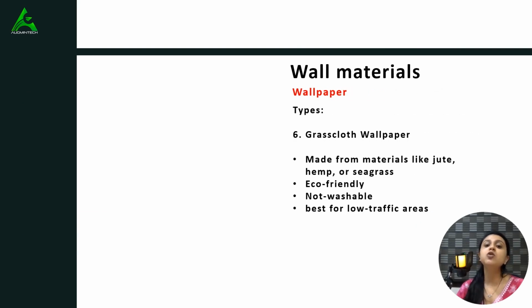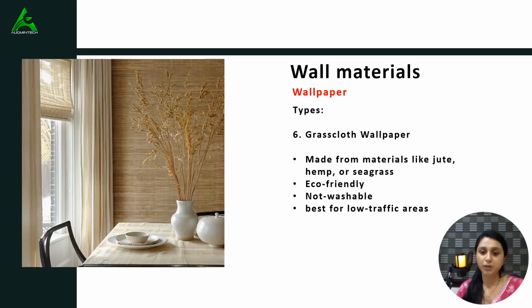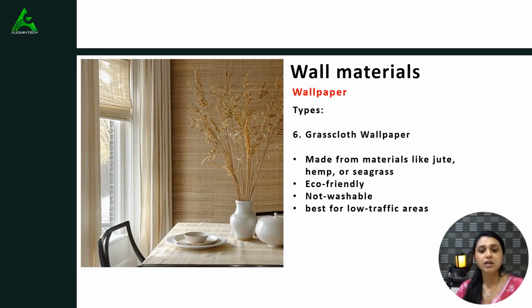Now, this is a bonus part. So if I'm talking about wallpaper, this is the kind of wallpaper that you might not have heard of. This is called grass cloth wallpaper. Now, this is a very sustainable solution for your residences. If you are looking for a sustainable design, then this is your friend. This kind of wallpaper is made from materials like jute, hemp, or seagrass, so this is completely eco-friendly.